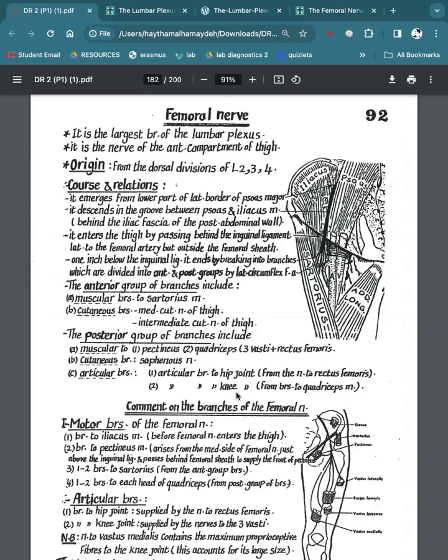Muscular to pectineus and quadriceps. Of course, the posterior group of branches includes muscular branches that control pectineus and quadriceps. This is to control the hip joint, this is to control the knee joint. Cutaneous branches: the saphenous nerve from the posterior division, as we said. And the articular branches to the hip joint from the nerve to rectus femoris. So basically, they reach the hip joint, and also there are articular branches to the knee joint. There are branches from the posterior division of the femoral nerve that go to the knee joint, hence controlling the quadriceps muscles.